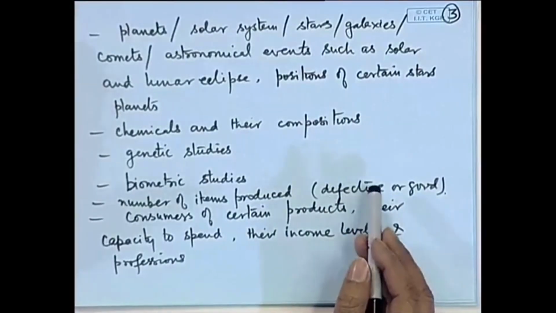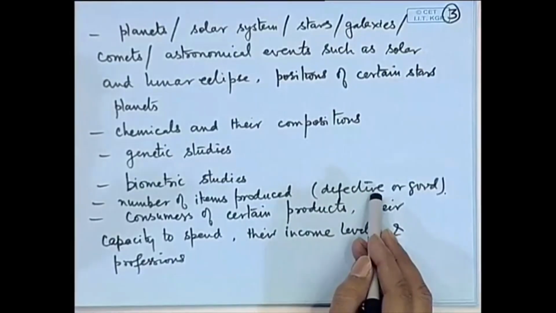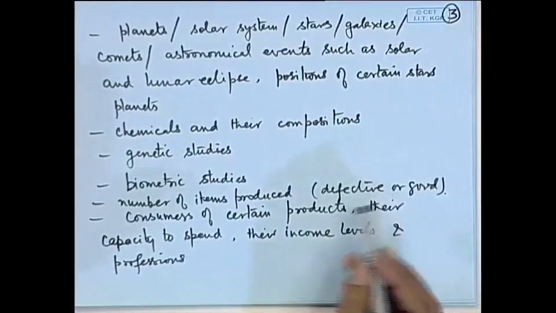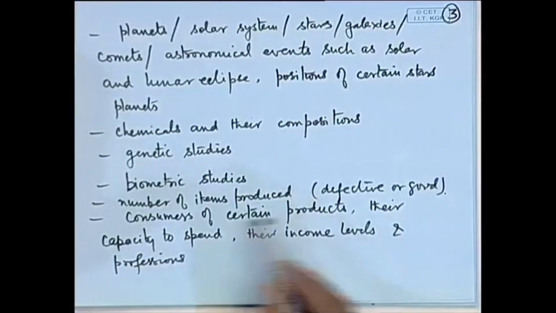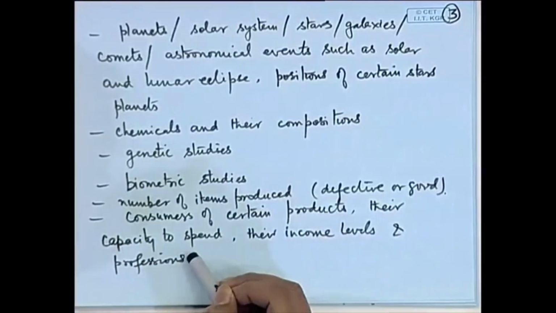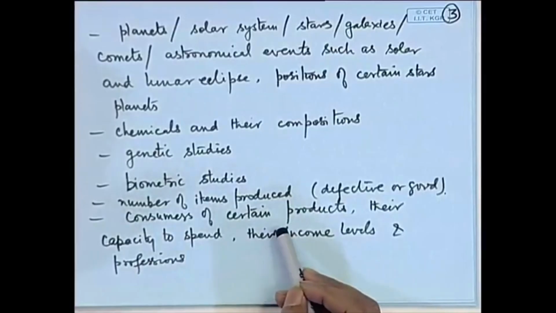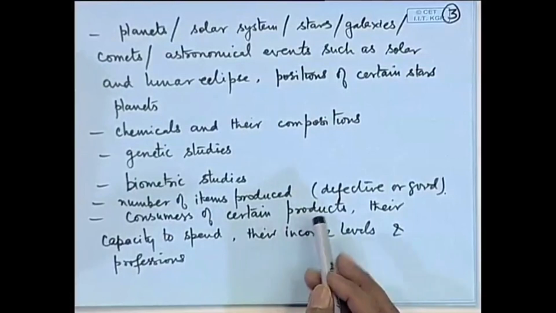It helps us to rectify or improve the manufacturing process so that the number of defectives can be reduced. In economics, the consumers of certain products, what is their capacity to spend, what are their income levels, what are their professions. So, these things are useful for creating products needed for certain particular types of consumers.